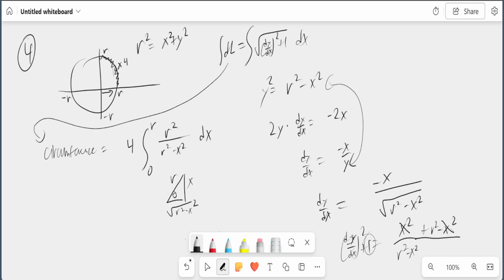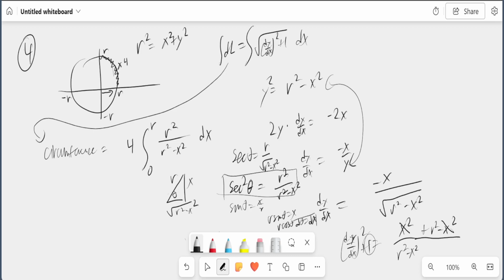Okay, so cosine will be that. So let's do secant. Secant theta is r over that, so let's square that. Okay, that's one piece of our puzzle. Now we need a dx. What's the easiest way to get a dx? Let's do sine. Sine theta is equal to x over r. r sine theta is equal to x. r cosine theta d theta is equal to dx.